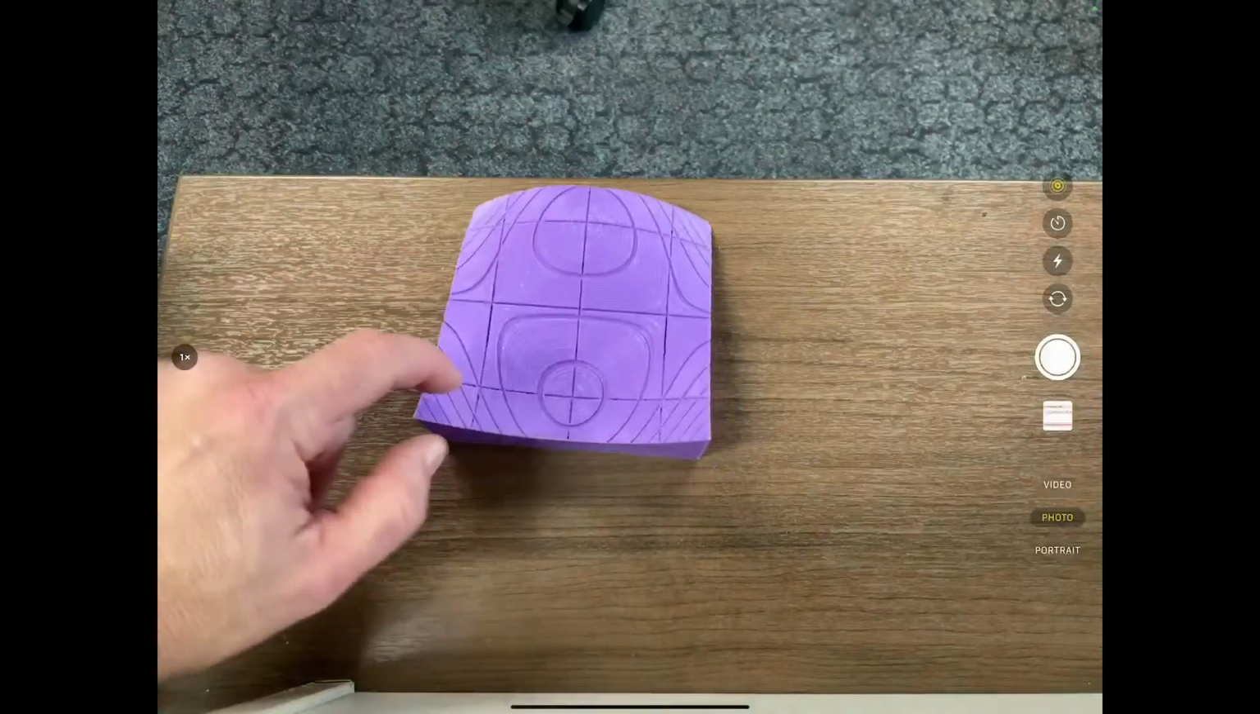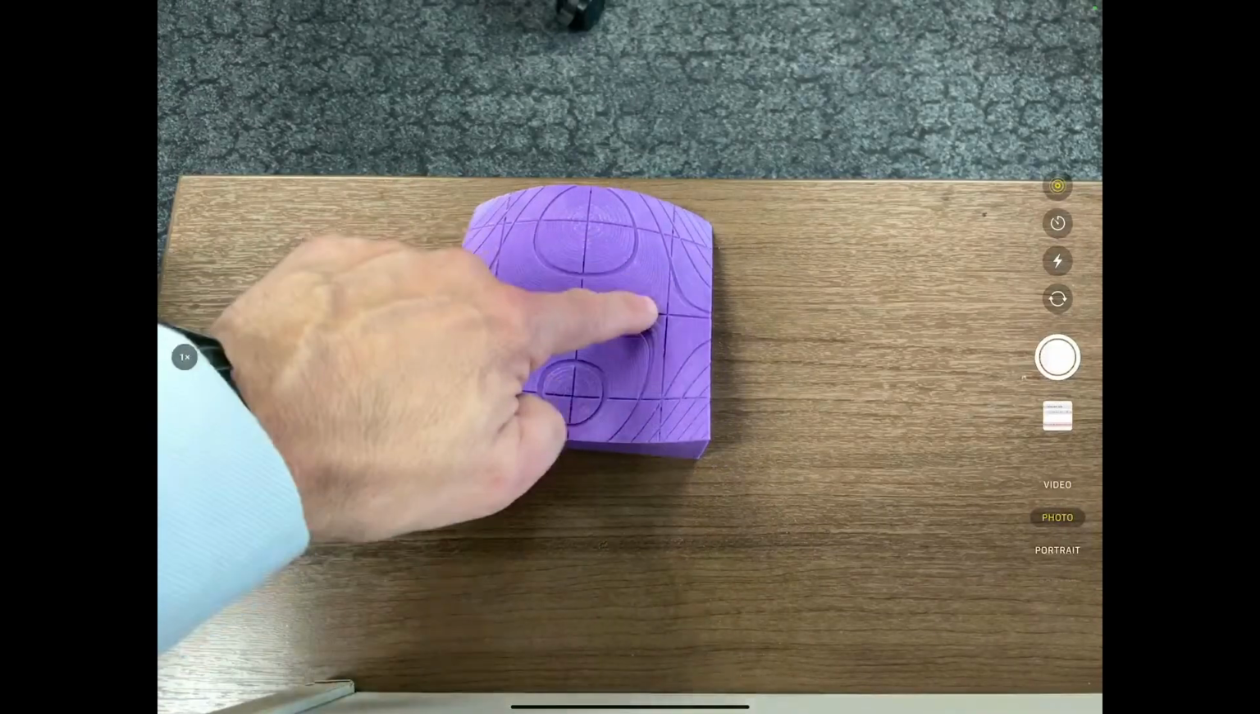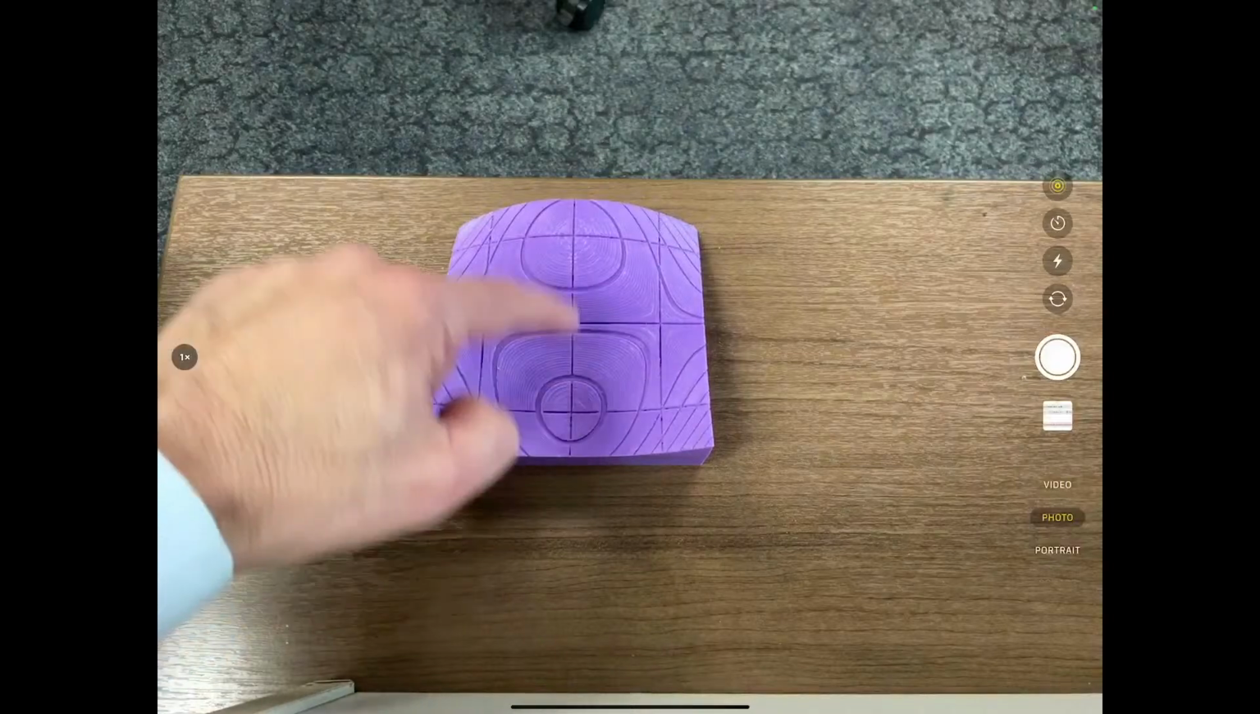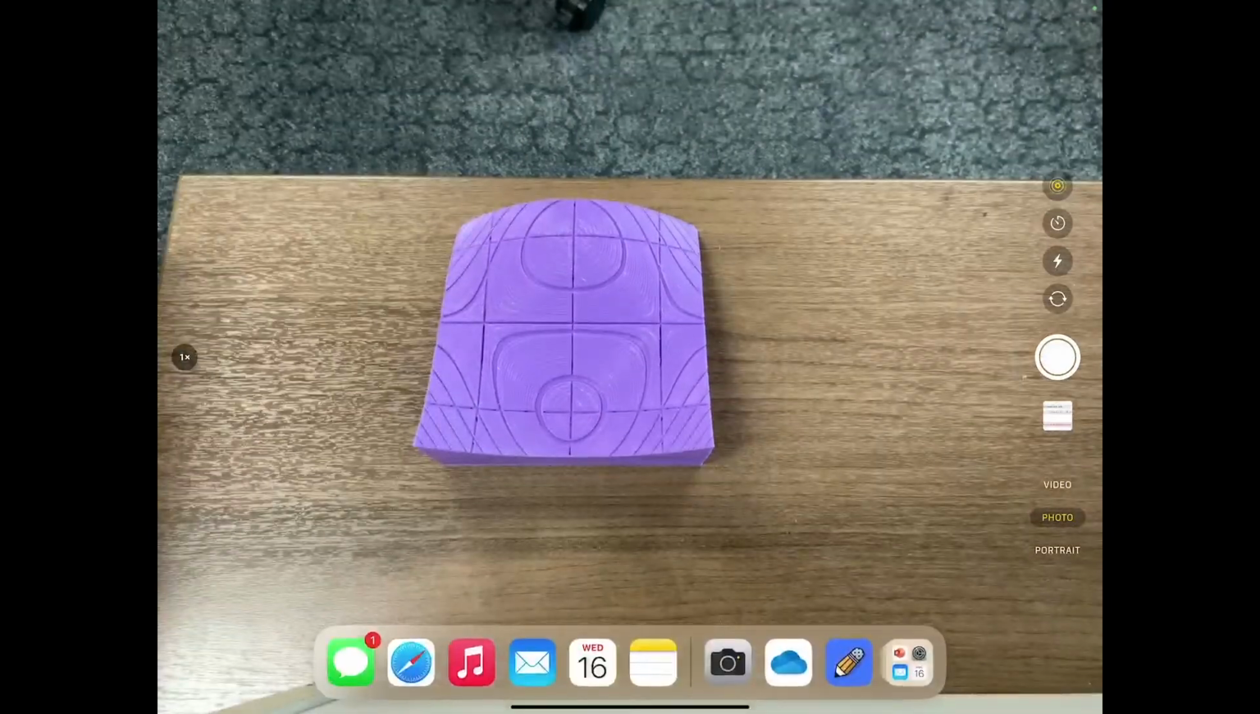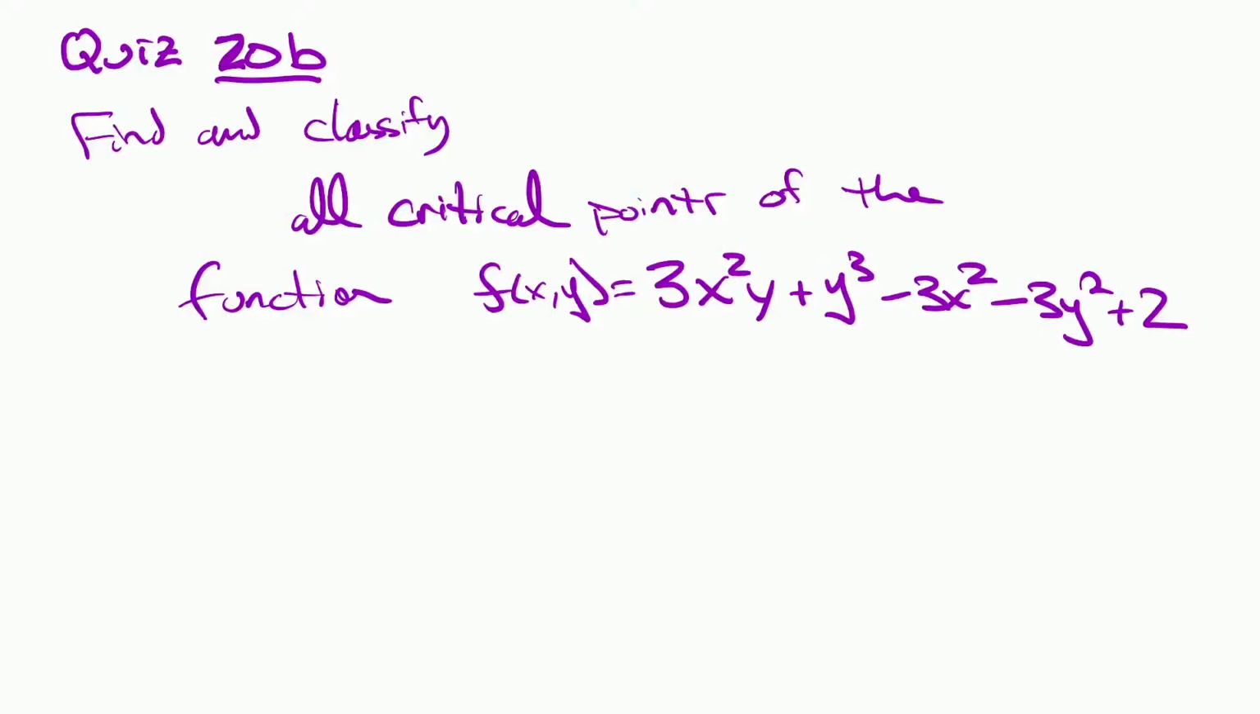But you can see here that there are definitely 4 critical points, 1, 2, 3, 4: a minimum, a maximum, and those 2 are saddles. So let's go ahead and see how this works in the actual math, and then we'll go back and check the model to see if we're right.